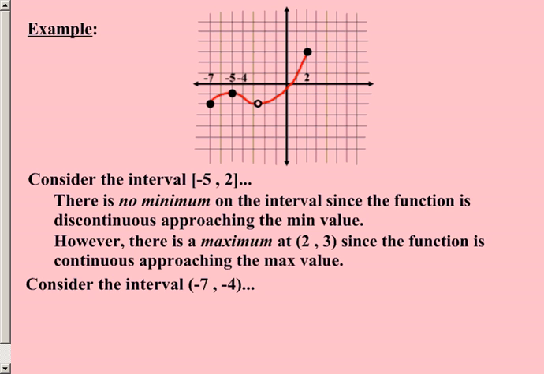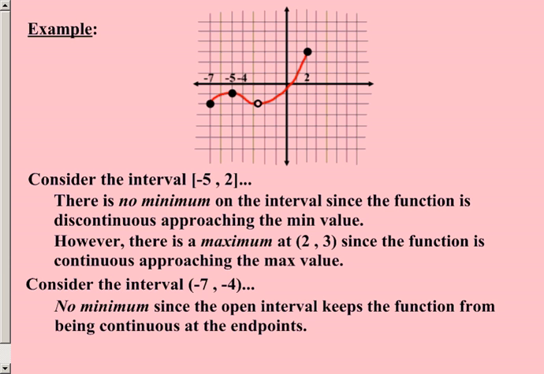Now let's shift the interval to an open interval from -7 to -4. There is not a minimum value from -7 to -4 because it is an open interval, and that keeps the function from being continuous at the endpoints. So that goes against the definition that we just talked about. It has to be a closed interval. And it does have a maximum value. The maximum value is at (-5, -1).